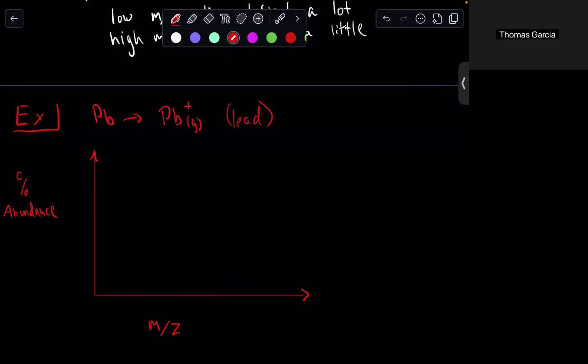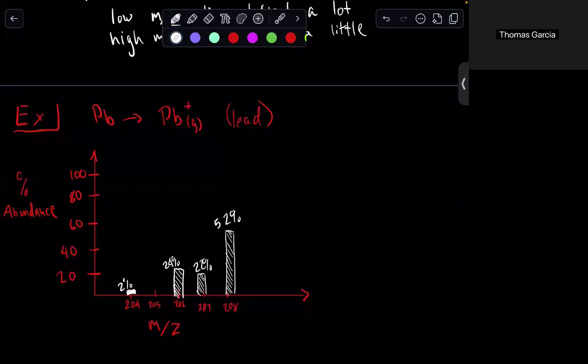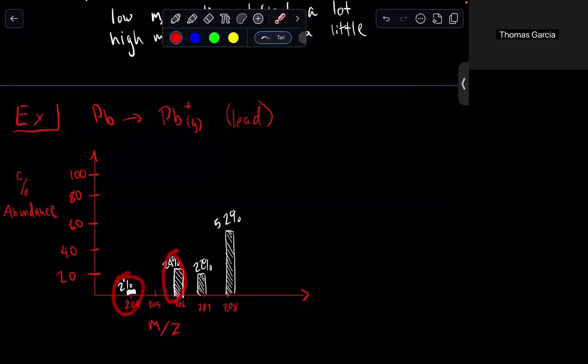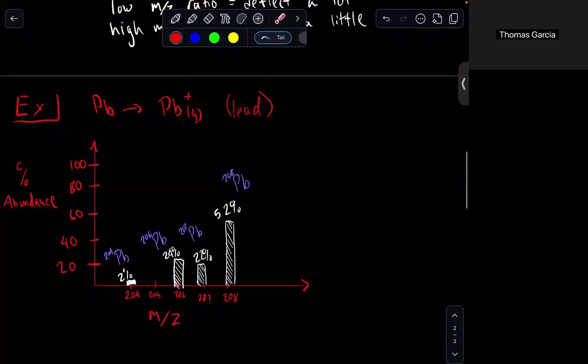So I'm going to pause the video here and fill this graph in with the values. So once we have this filled in graph, we notice a couple things. We have a peak at 204, a peak at 206, a peak at 207, and a peak at 208. So this tells us the main isotopes of lead are Pb204, Pb206, Pb207, and Pb208, with the most common isotope being lead 208.